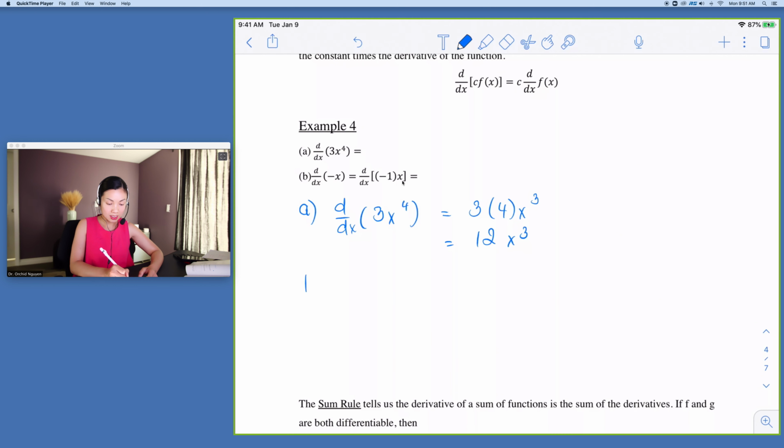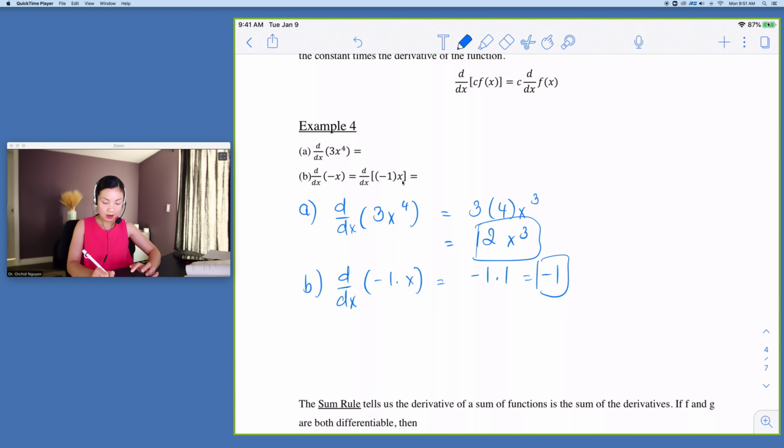Okay, so for part B, think of it this way. So we have the derivative of -1 times x. What is the derivative of x? So derivative of x is just 1, right? So we have -1 times 1. So it's just simply -1.